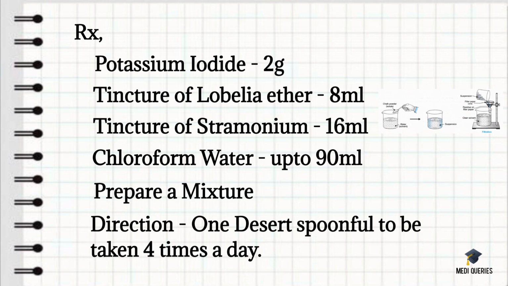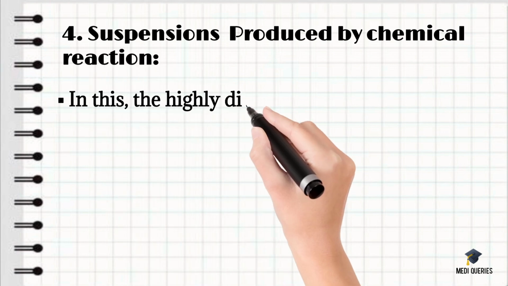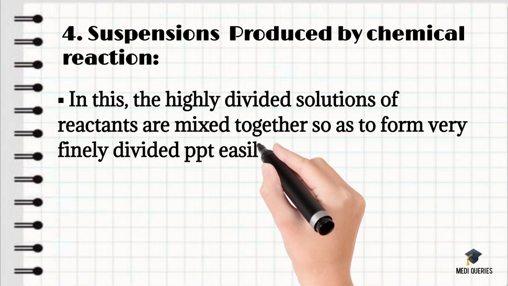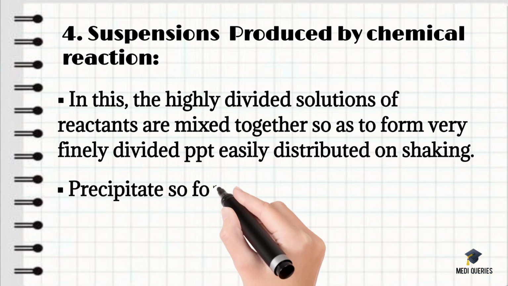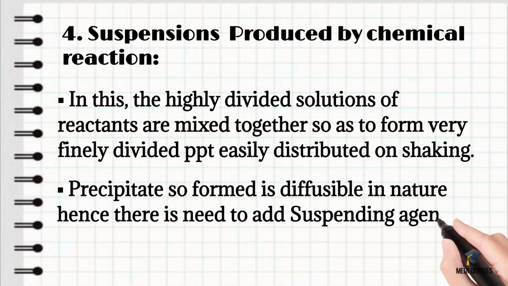And the next one is suspensions produced by chemical reactions. In this type of preparation of suspensions, highly diluted solutions of the reactants are mixed together so as to form very finely divided precipitates that can be easily distributed throughout the liquid by shaking.